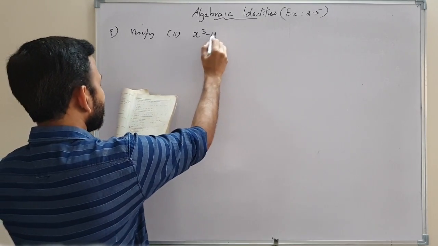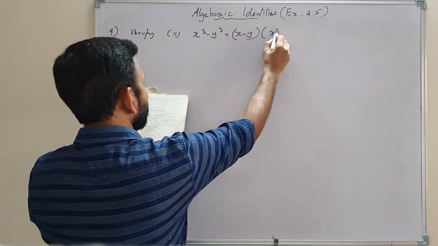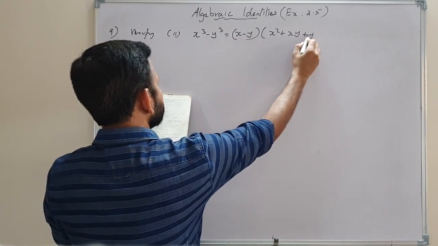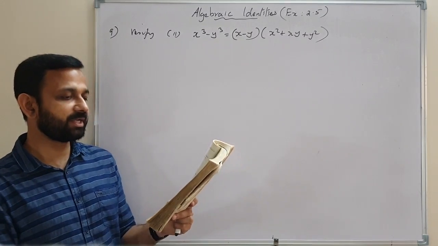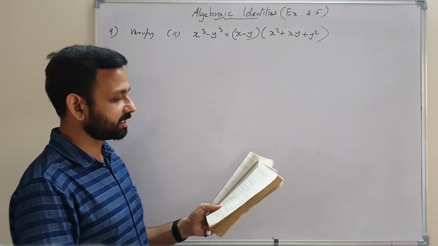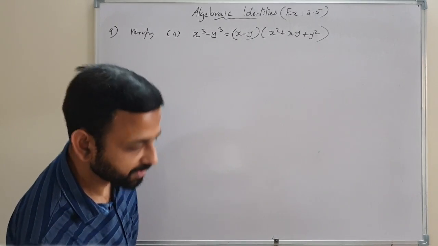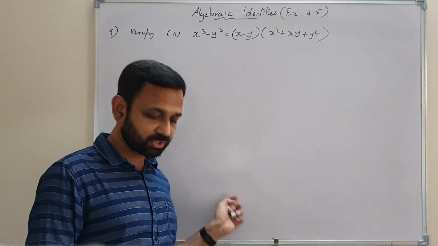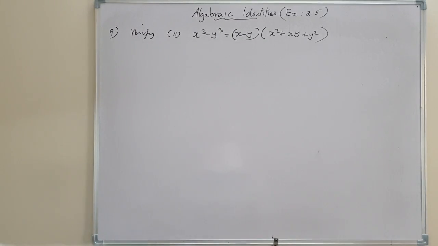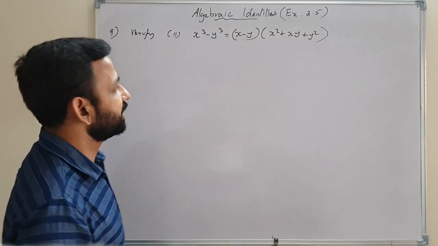x cube minus y cube is equal to x minus y into x square plus xy plus y square. That is the identity. So we need to verify. That means we need to check LHS and RHS. We need to prove LHS and RHS are equal.